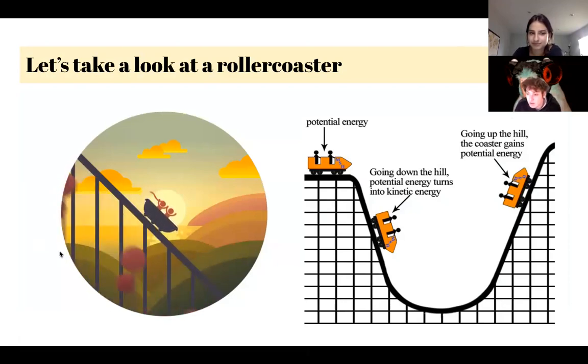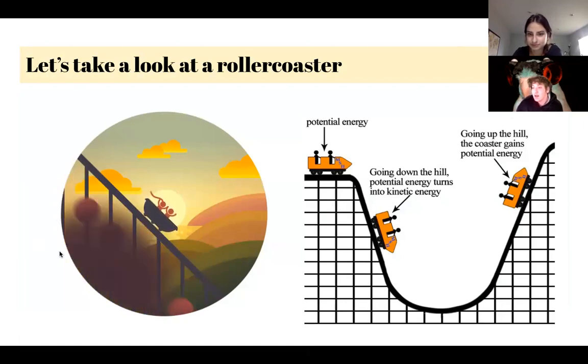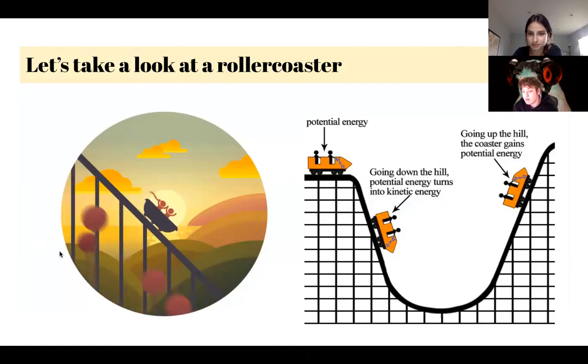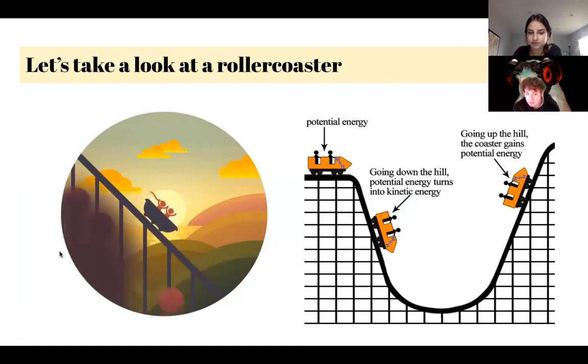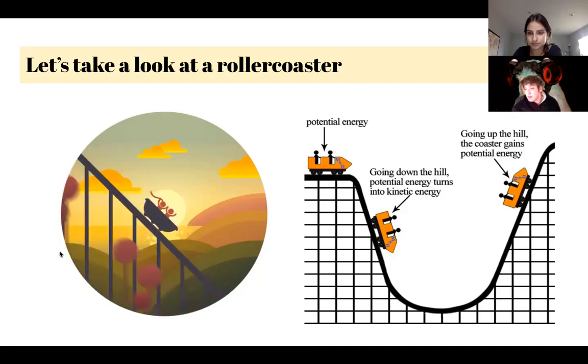On the right, we have an example of gravitational potential energy. As you can see on the left, we have the roller coaster at the top. At that point, it has the maximum amount of gravitational potential energy because it is not in motion and it's so high off the ground. Because it is in this position, it has the potential to fall or roll down the roller coaster, and thus it has a bunch of gravitational potential energy.